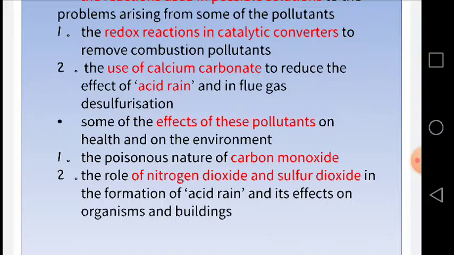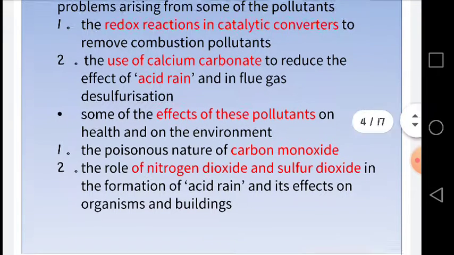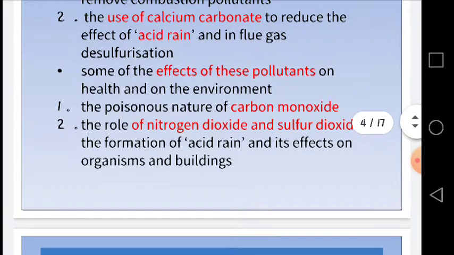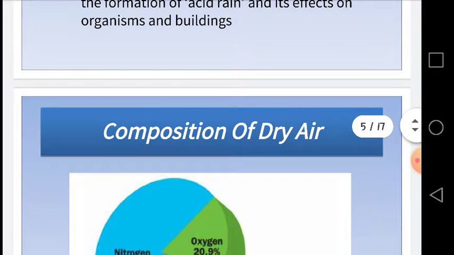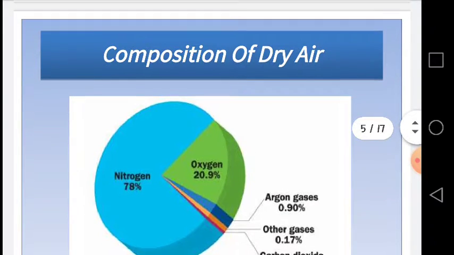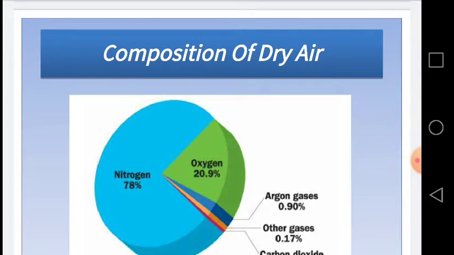The poisonous nature of carbon monoxide and the role of nitrogen dioxide and sulfur dioxide in the formation of acid rain and its effects on organisms and buildings. So these will be our objectives which we have to achieve, inshallah, and for this purpose we are going to understand first the composition of the dry air.